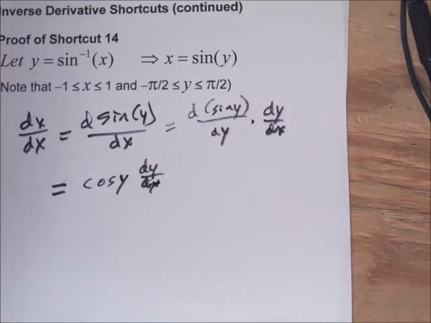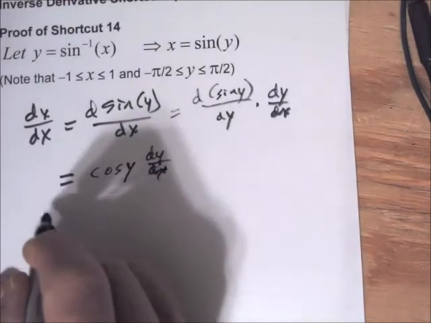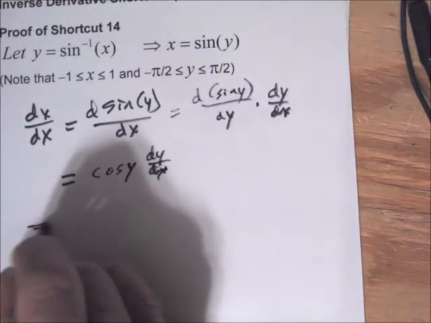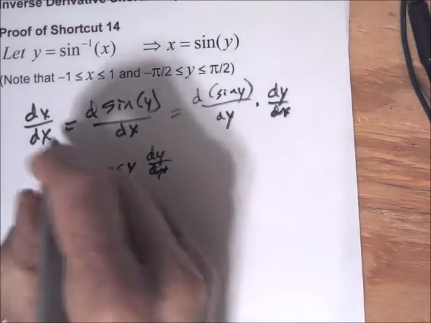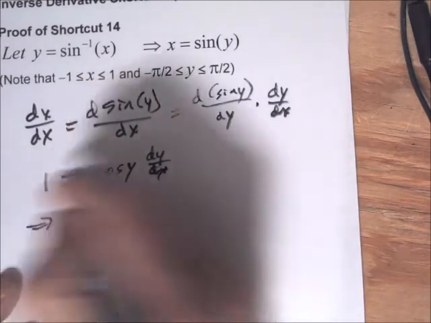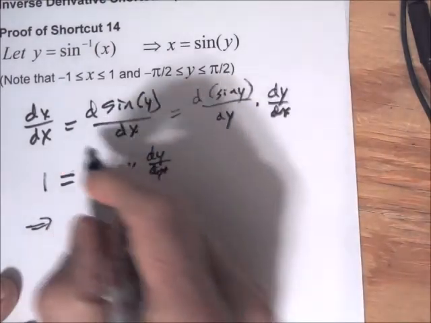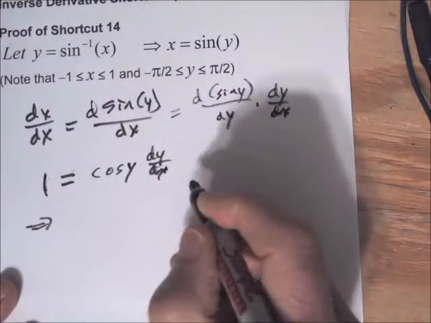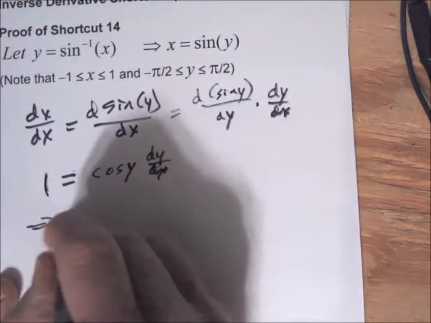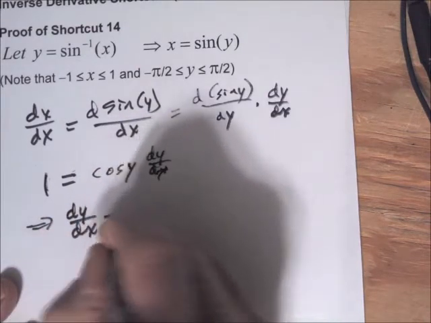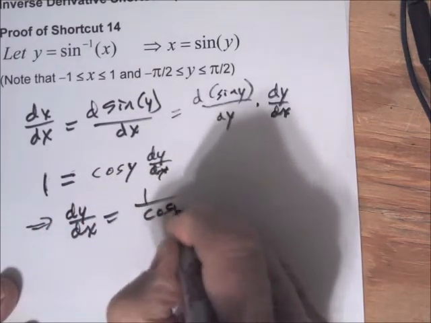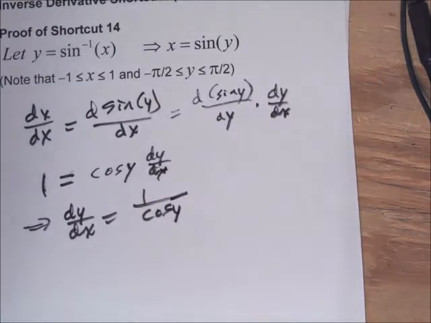And then that means that if we put these together, well, dx is equal to 1. So if we solve this for dy dx, we get dy dx is equal to 1 over cosine of y.